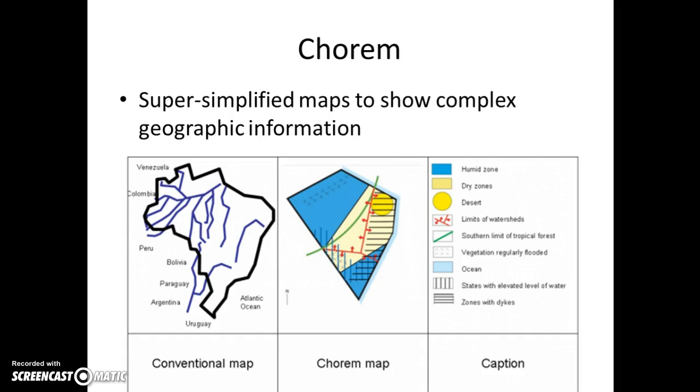This is a quorum map. We won't see very many of these, but they can be very useful. They take complex information and simplify it. Basically, it turns your map into what looks more like a diagram.